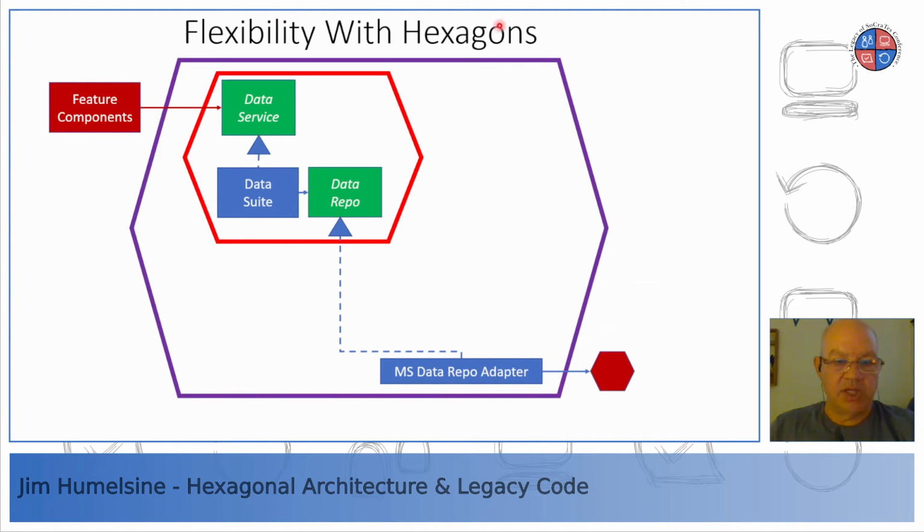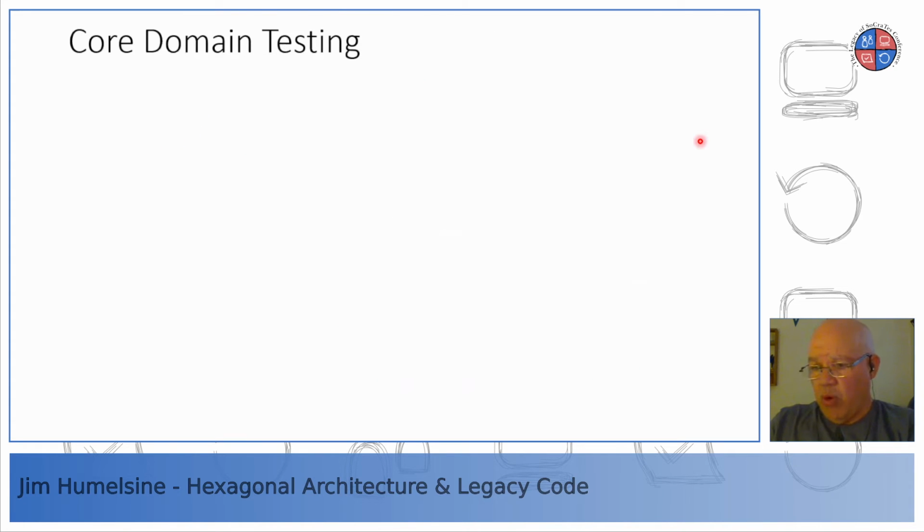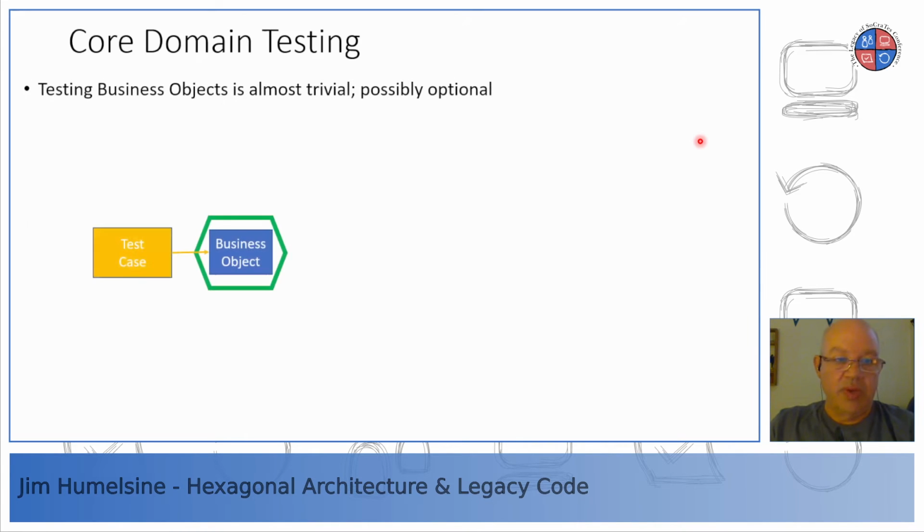And in all those situations, nothing had to change up here in terms of the business logic for who was using it. All right, so what are the practical approaches to hexagonal architecture? One of the biggest ones is the ability to test more easily. So we can test our business objects almost trivially.